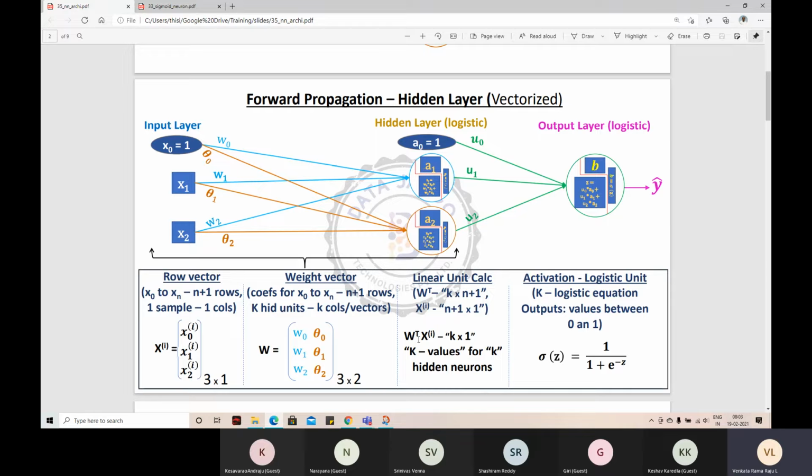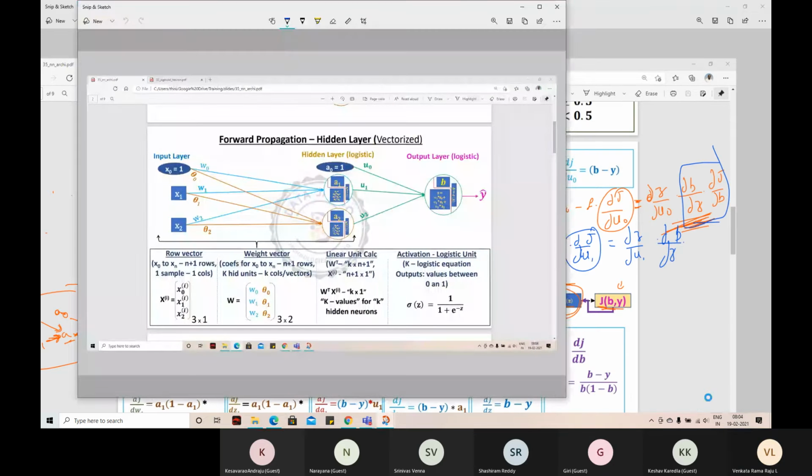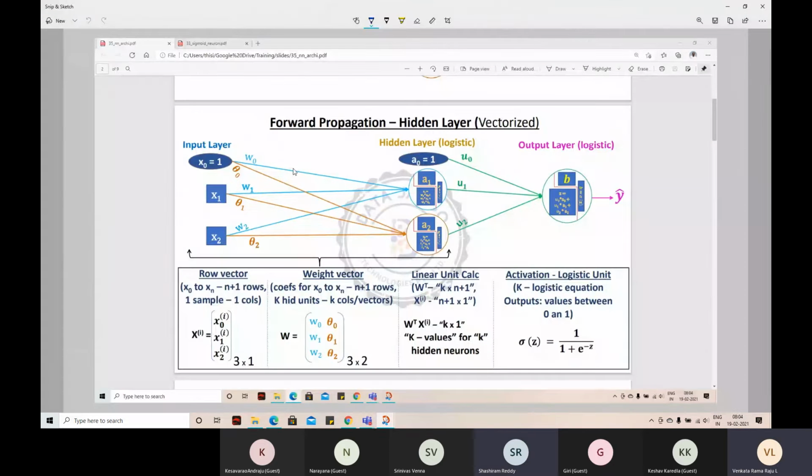These linear equations, we can do W transpose X. Do you agree? This is the W matrix and this is the X matrix. If I do W transpose X for one record, I'll get the linear combinations. Do you agree? Two linear combinations in a single shot. Yes, sir, that's correct. This is what we did in our linear regression also.